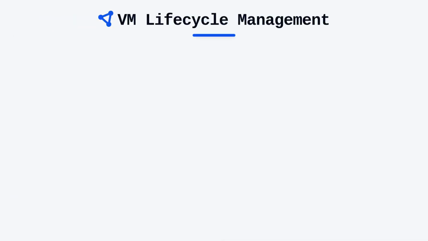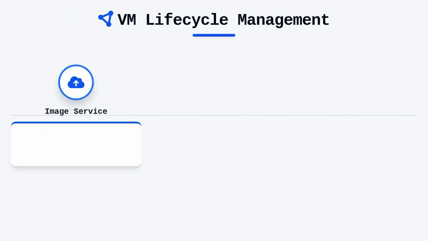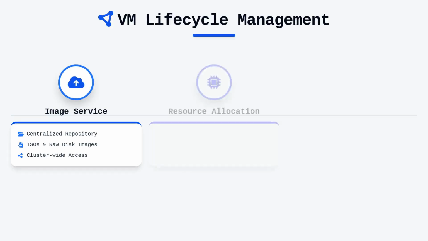Managing a virtual machine lifecycle starts with the image service, which acts as a centralized repository for ISO files and raw disk images. Instead of manually uploading installers to individual hosts, you house these images in the image service, making them accessible to any node within your Prism managed cluster.